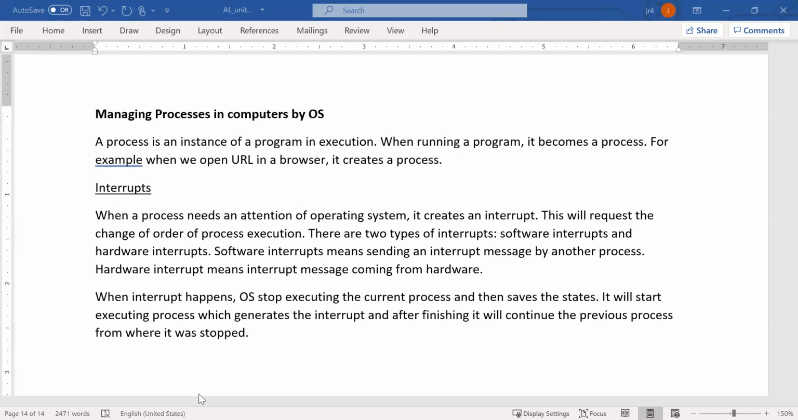Right? So that's called an interrupt. Interrupt means sometimes when some other process needs the immediate attention of the operating system, it will give you one. Now you see, we need to handle these situations. We have different situations, isn't it?